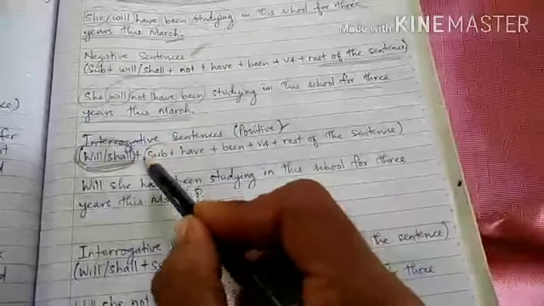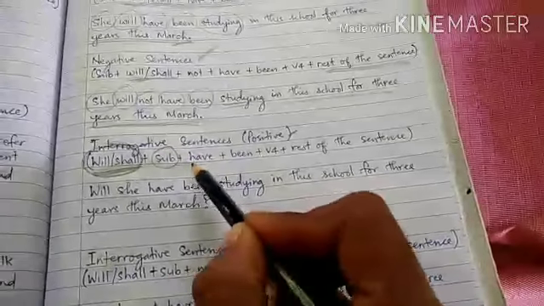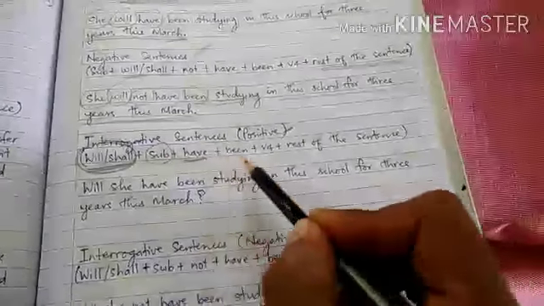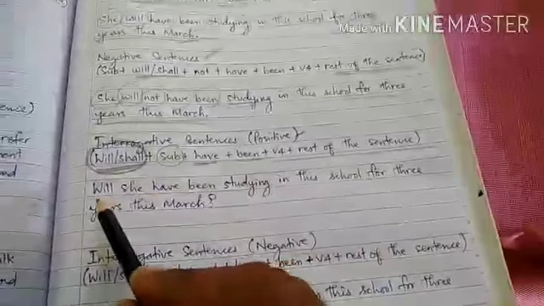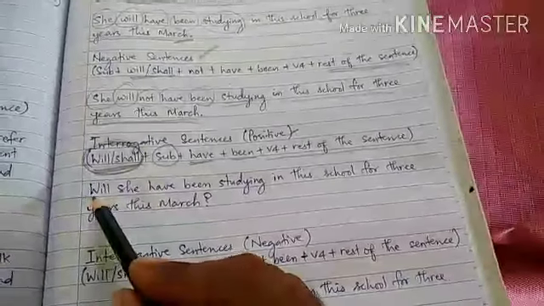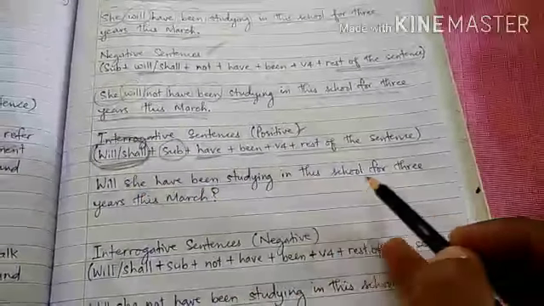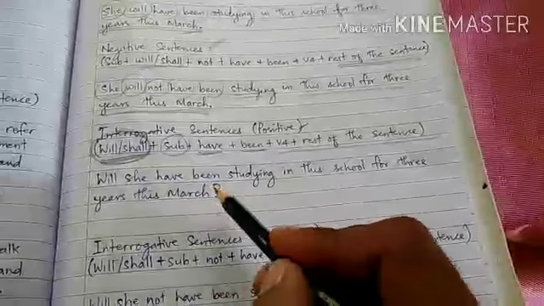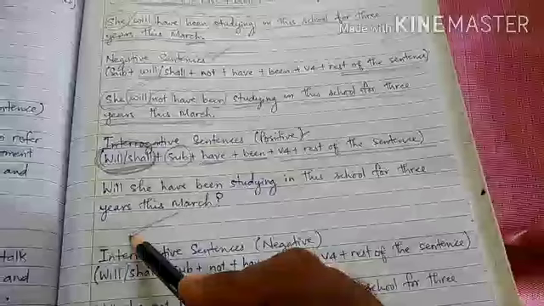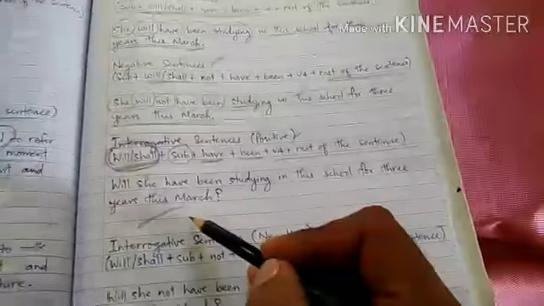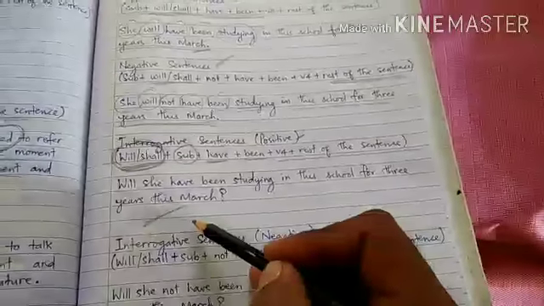After that comes the subject. After the subject comes have plus been plus verb-ing plus rest of the sentence. So now the example we have: will she have been studying in this school for 3 years this March? Question mark. So this is the positive interrogative sentence in the future perfect continuous tense.